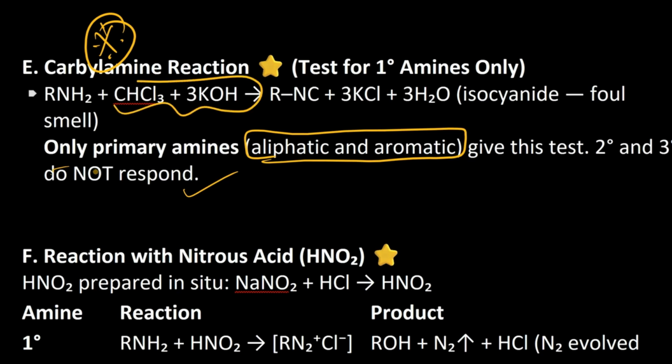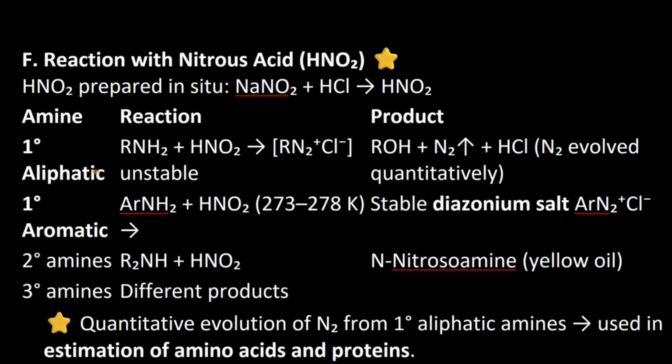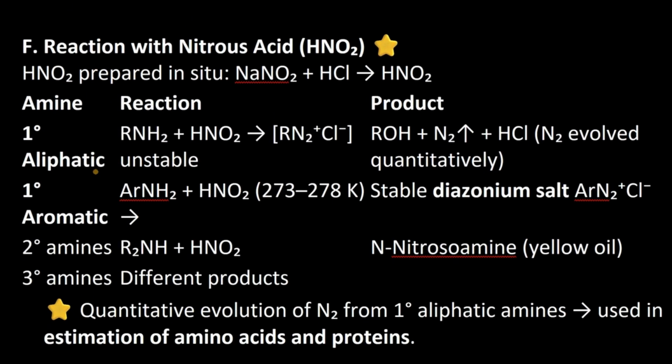What is the reagent used over here? CHCl3, chloroform, with KOH to form methyl isocyanide or alkyl isocyanide. Not CN, it is NC. Okay, the isocyanide is formed, and that is recognized by its foul smell. Then the next one is the reaction with nitrous acid.